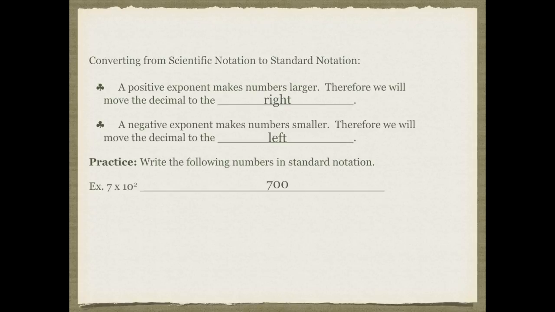Now, if it were 7 times 10 to the negative second, I would move the decimal place to the left. And since it would be 2 places to the left, it would be 0.07. Okay? And so that's how you convert from scientific notation to standard notation and standard notation back to scientific notation.